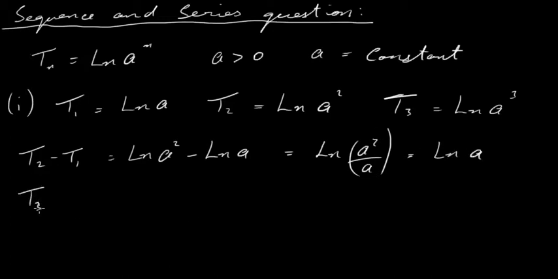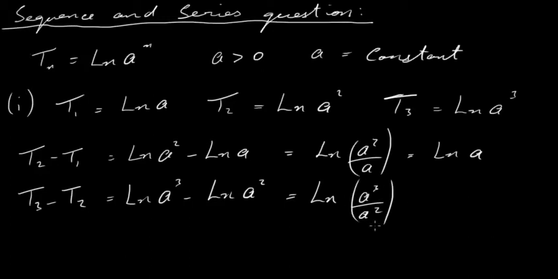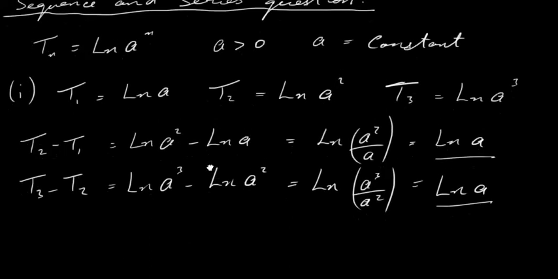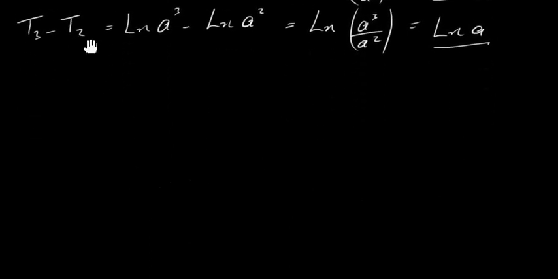Now we also got to do t3 minus t2. That will give me log a cubed minus log a squared. So that's just simply log a cubed over a squared. So that again is subtracting the indices, log a. So in both cases we get log a. Remember, a is a constant, so the log of a is also a constant. So therefore the first three terms are in arithmetic sequence.